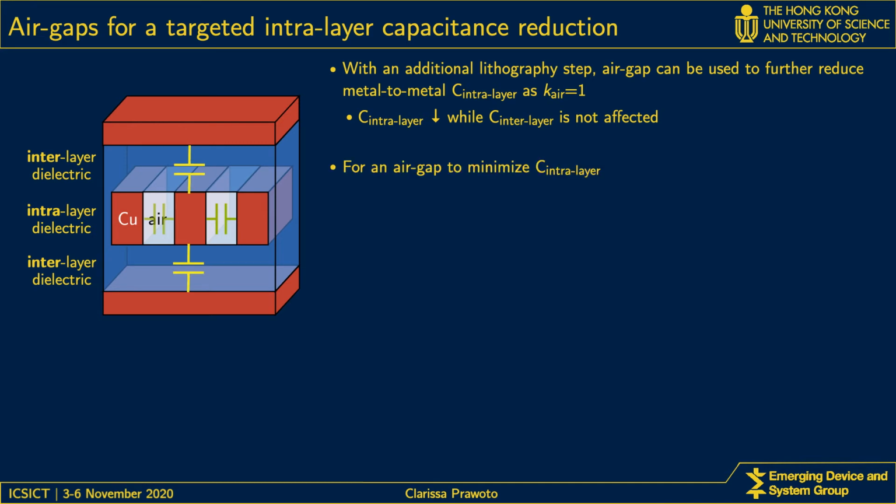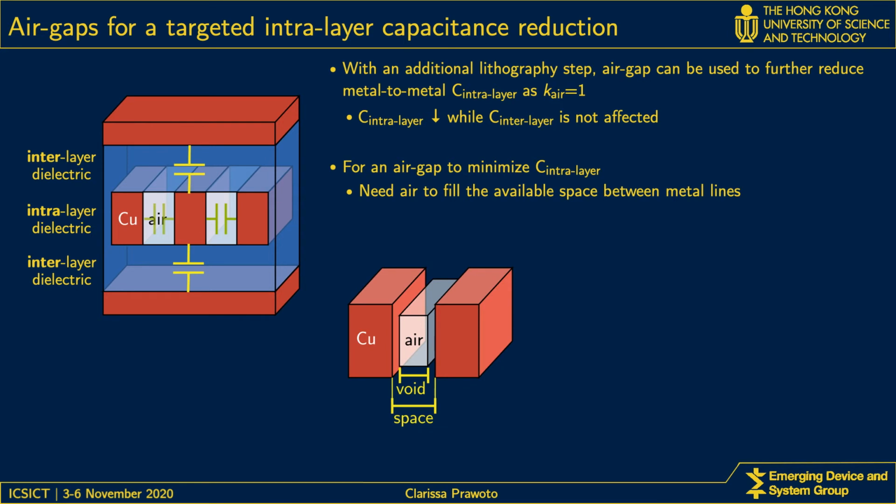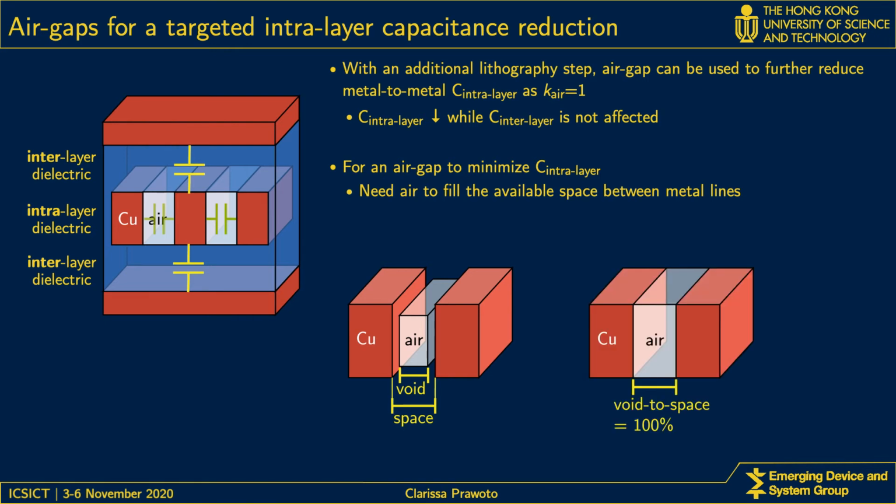For air gaps to minimize intralayer capacitance, its effectiveness depends on its size relative to the available space between the metal lines. That is, the air gaps need to fill the entire metal-to-metal space. Here, the air gap void size is smaller than the space. Therefore, it is not as effective as the one with void-to-space ratio of 100%. Also, ideally, this ratio should always be 100% regardless of the spacing for the intralayer capacitance to be minimum.